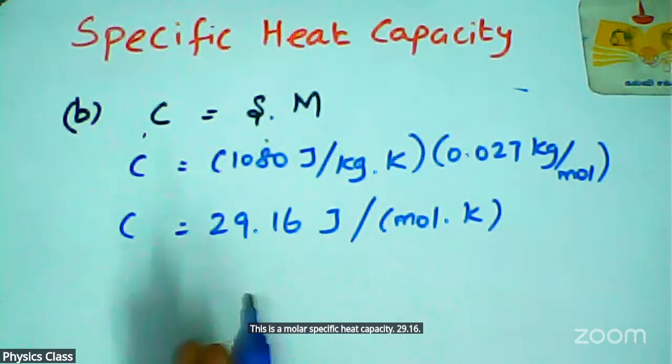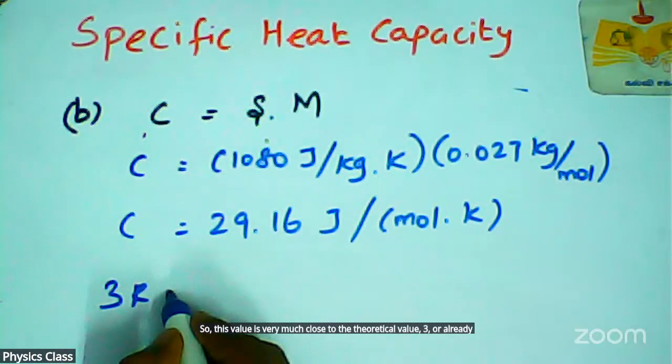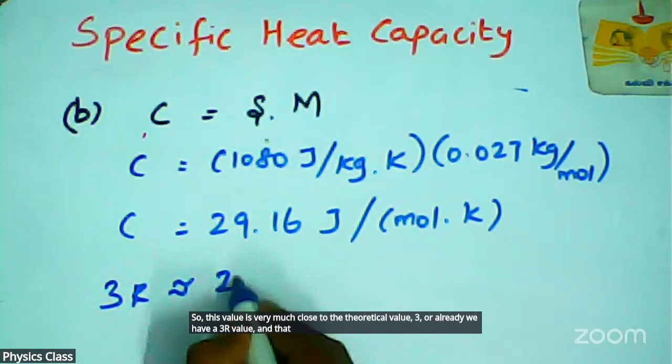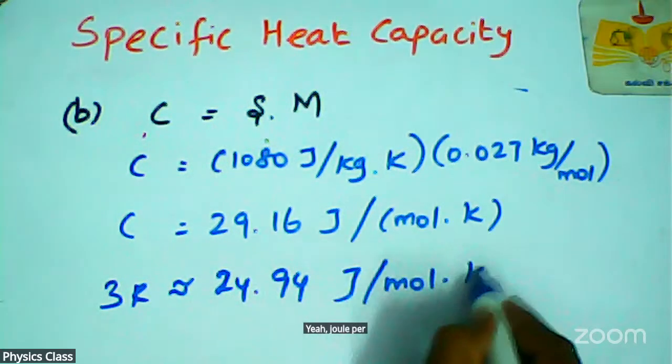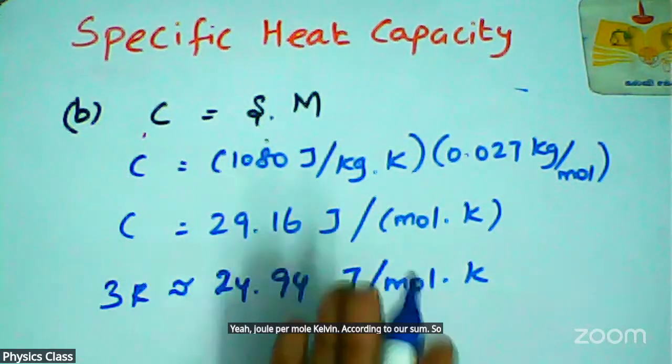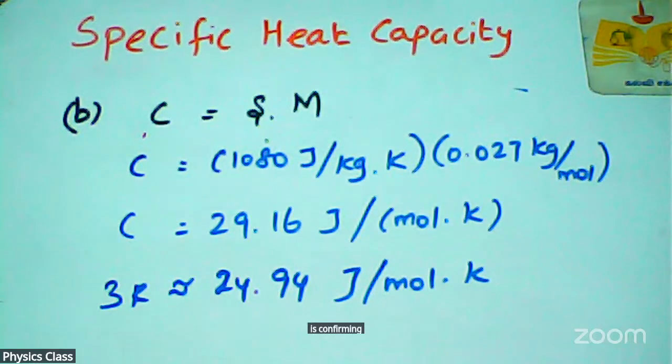29.16. So this value is very close to the theoretical value 3R, which is 24.94 joule per mole Kelvin, according to our sum. So it confirms that it behaves like a typical solid. Clear? Okay. So let's quickly wrap up this part with 5 MCQs. I will share the screen again to show the 5 MCQs. Okay, get ready.